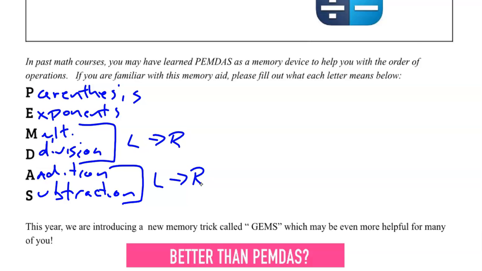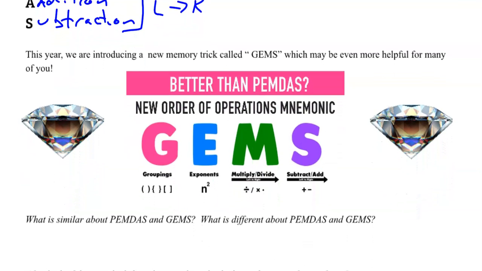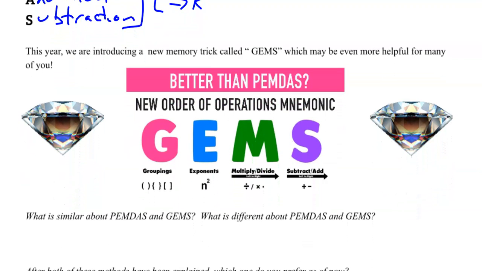Now this year, we're going to be looking at a different potential way of dealing with this. And this one is called GEMS. It really gets us to the same place, but it has some advantages, I think. So GEMS says first we're going to do groupings. So anytime you see parentheses or these funny brackets, we're going to do those. And really it's outside in, or I should say inside out. You're going to do the inner brackets first and then the next brackets.